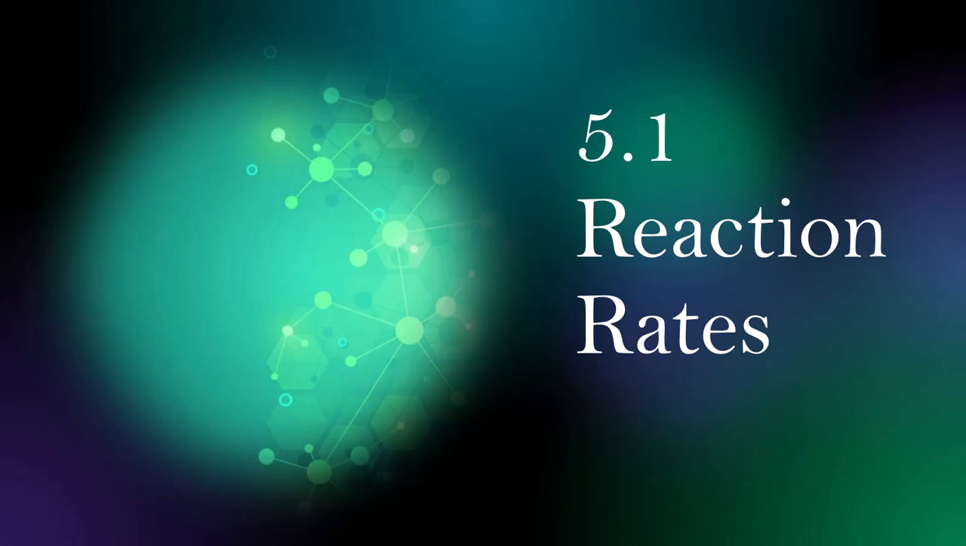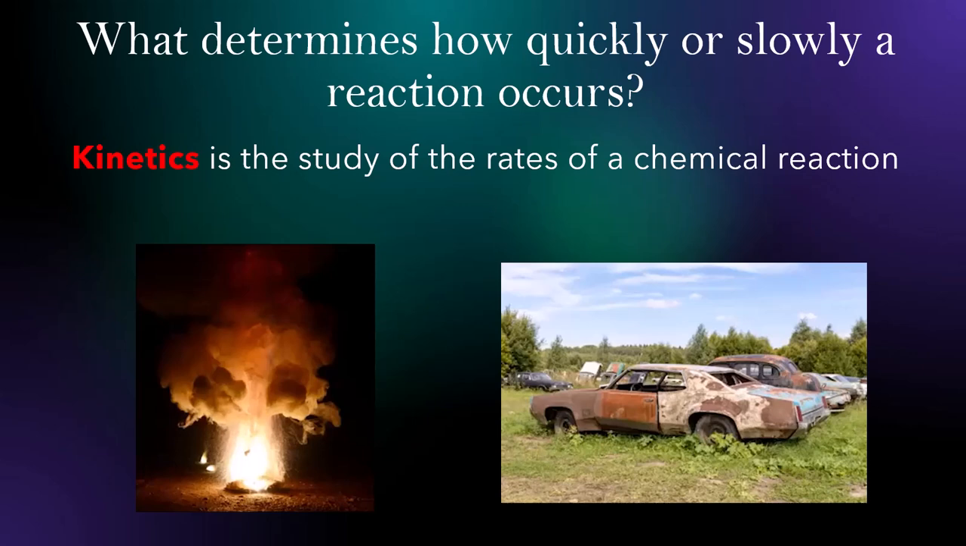All right, guys, so let's go ahead and talk about 5.1 reaction rates. So first off, how can we determine how quickly or slowly a reaction occurs? This is kinetics. This is what this entire unit's going to be about. And basically, kinetics is the study of the rates of chemical reactions, since there are a lot of factors that influence it.